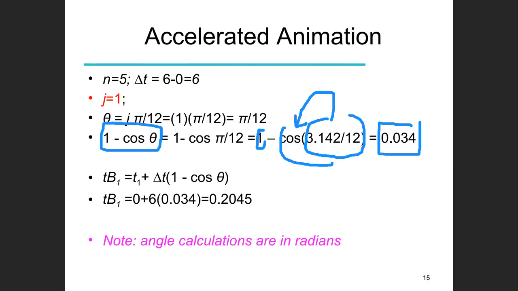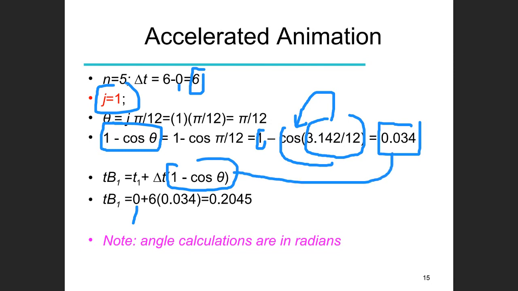But our main equation for the in-between is T of Bj is equal to T1 plus delta T times (1 minus cosine theta). Right now j is equal to 1. So we put the value for T1, which is 0, the value for delta T, which is 6, and the value for 1 minus cosine theta, which is 0.034. We have calculated the time for the first in-between, which comes out at 0.2045.